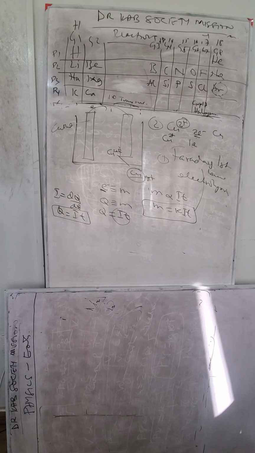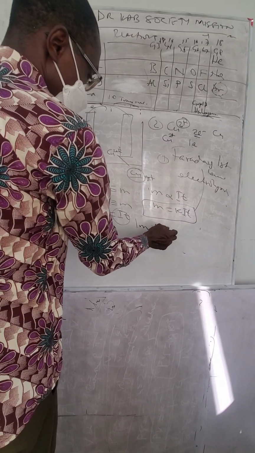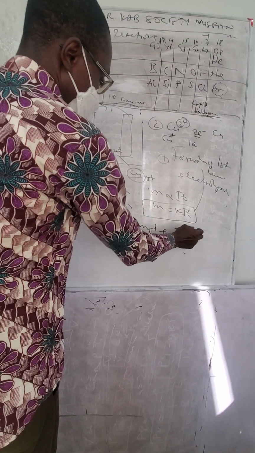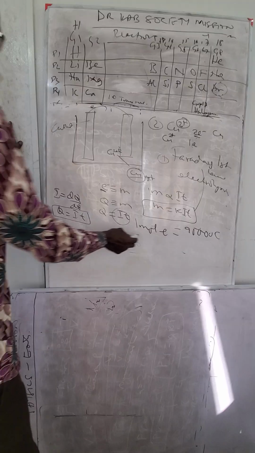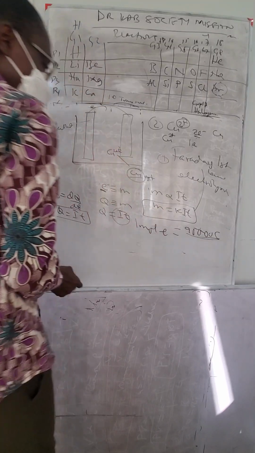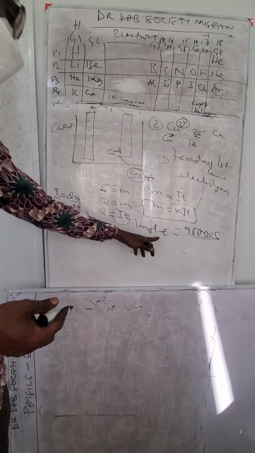So let's also put this one there. 1 mole of electrons is proportional to what? 95000 coulombs. That's the charge. 1 mole of electrons has this charge. So if you are given the charge, you can estimate how many moles.